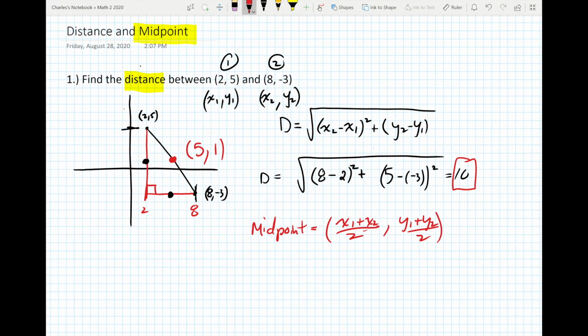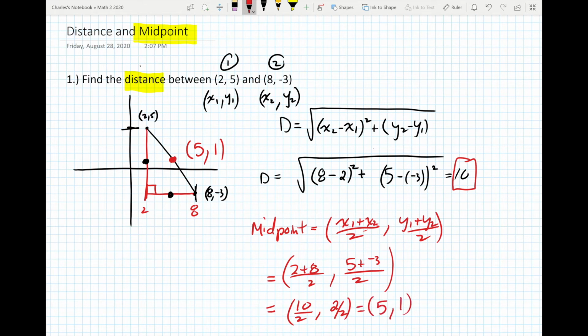So in this particular case, this would be 2 plus 8 divided by 2, comma, 5 plus negative 3 divided by 2, which is 10 divided by 2, comma, 2 divided by 2, which is 5, comma 1.